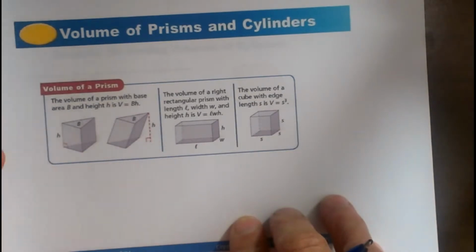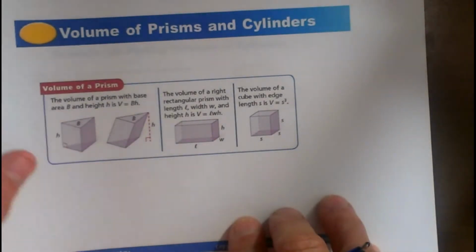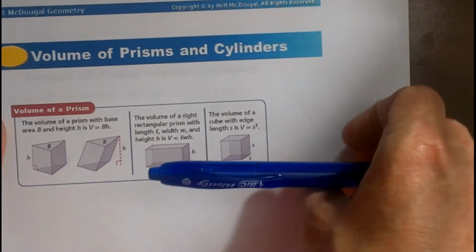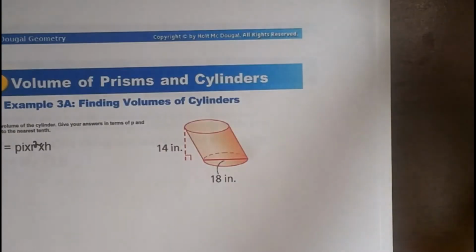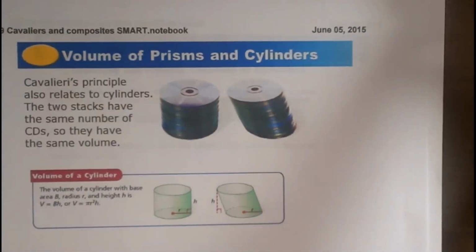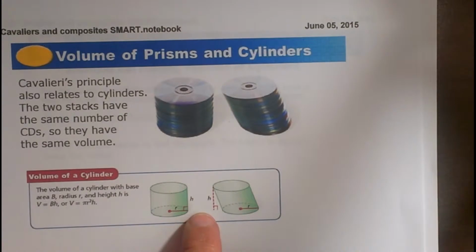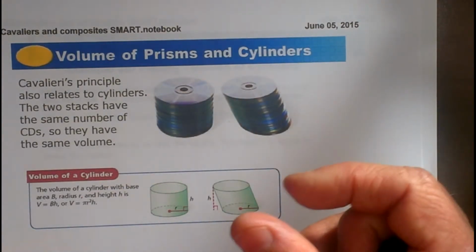And when it's a cube, side squared times height. But they're just going to be oblique sometimes. So Cavalieri's principle is just saying the oblique ones are calculated the same way. So here's an example of one with CDs. And it's really a great example, or coins are another good way.